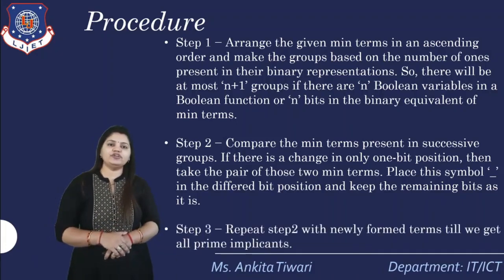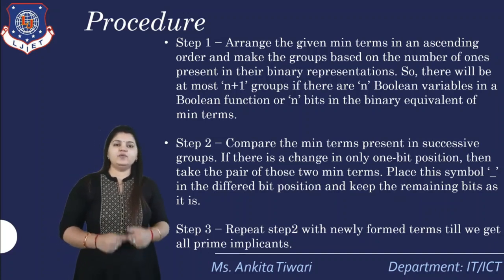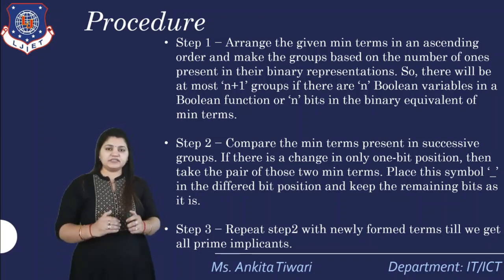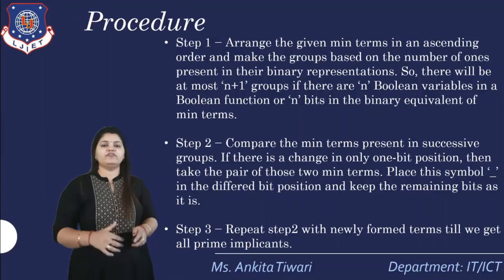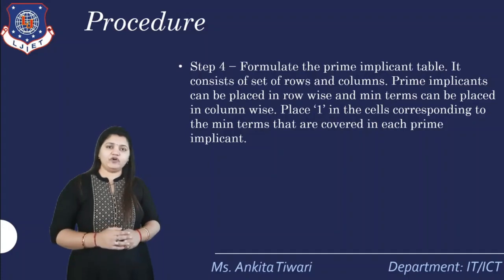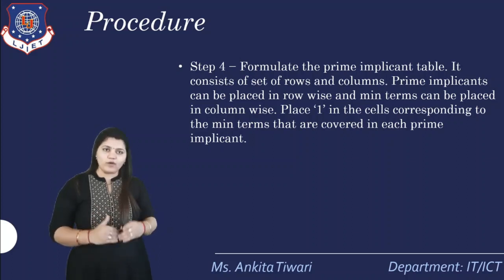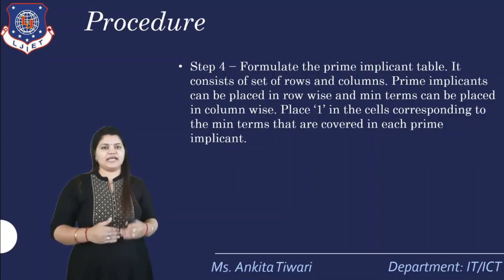The third step that we are going to follow is to repeat step 2 with the newly formed terms till we get all the prime implicants. That means till we get the reduced terms, we continue step 2 itself. Now step 4 is to formulate the prime implicant table, which consists of a set of rows and columns. Prime implicants are placed row-wise and min terms are placed column-wise.